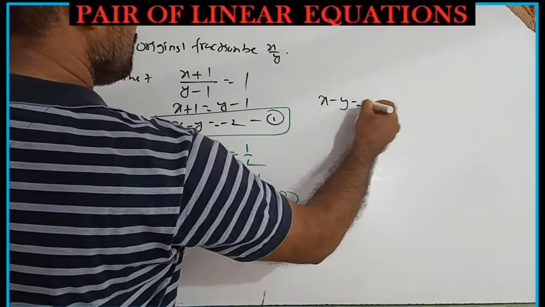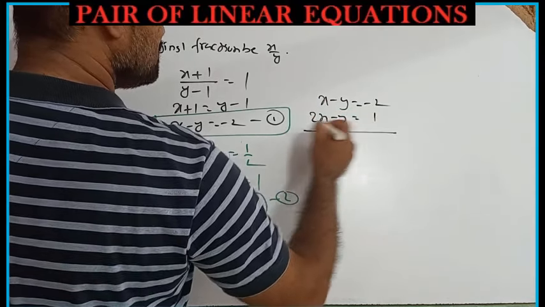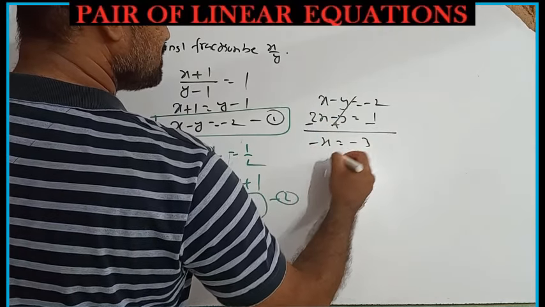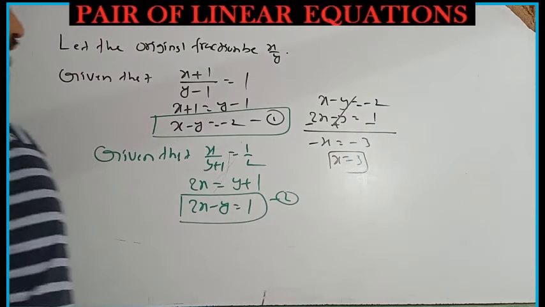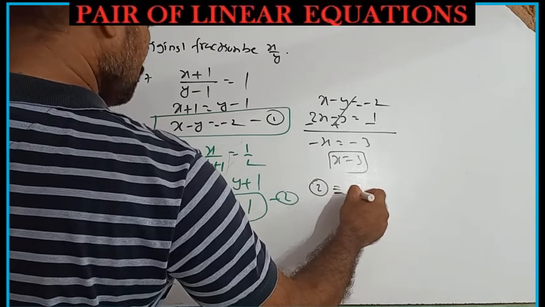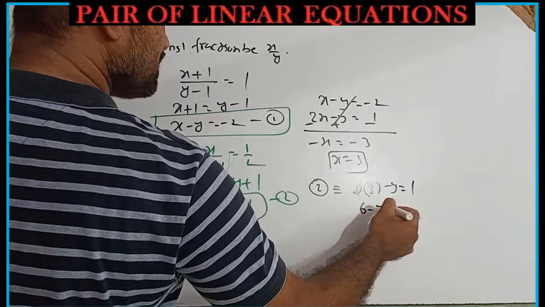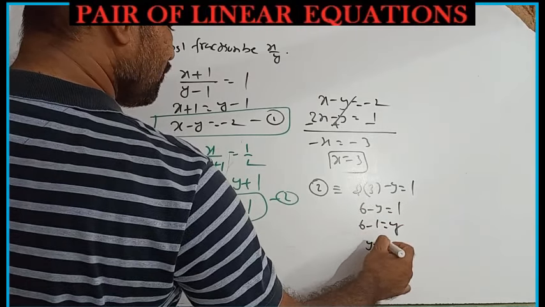x minus y equals minus 2, 2x minus y equals 1. Subtraction, y gets cancelled. Minus x equals minus 3, x equals 3. We got x equals 3. Corresponding y, we should find using any one of the equations. I will use the second equation, that is 2 into 3 minus y equals 1, 6 minus y equals 1, so y equals 5.